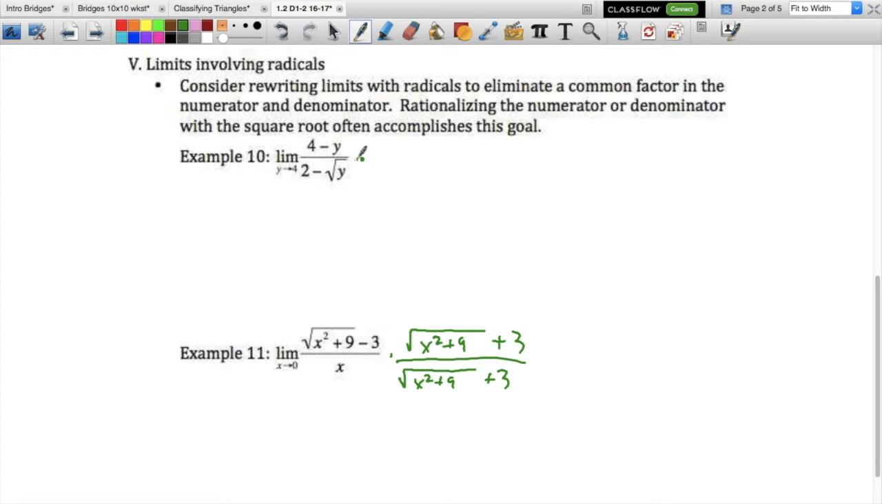Here, what are we multiplying by? Yell it out. What are we going to multiply by here, the numerator and the denominator? 2 plus root y.